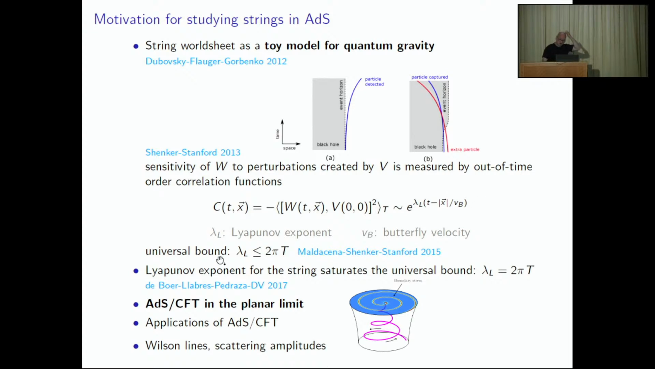In 2017, with Jan de Boer, Eva Llabrés, and Juan Pedraza, we showed that the string worldsheet also saturates this bound. So in that sense, it is similar to Einstein gravity. It has to do with the phase shift when 2 waves cross on the worldsheet. Or in gravity theory, you can look at gravitational shock waves, and you end up with the same phase shift, for some reason that nobody understands.